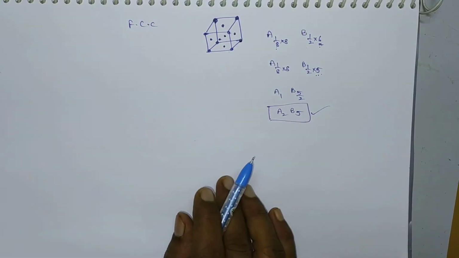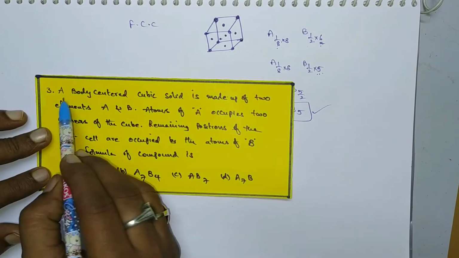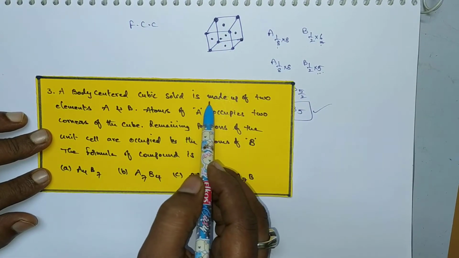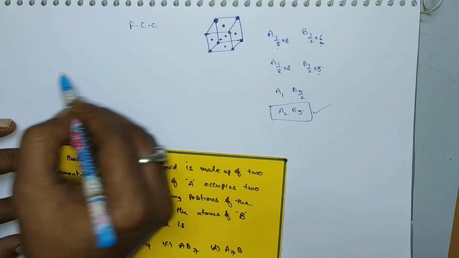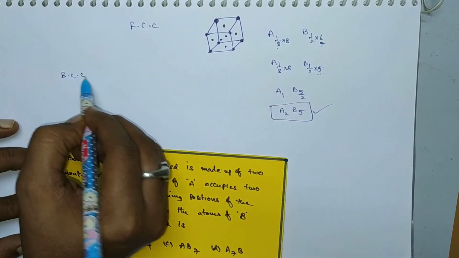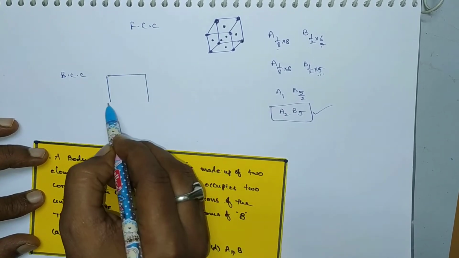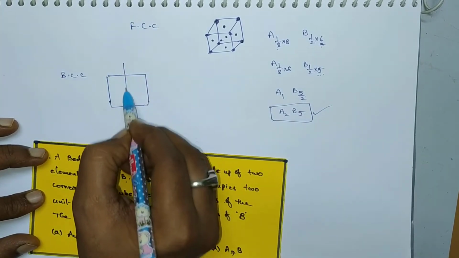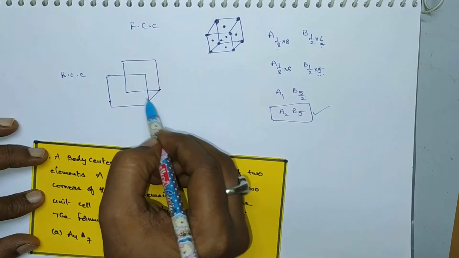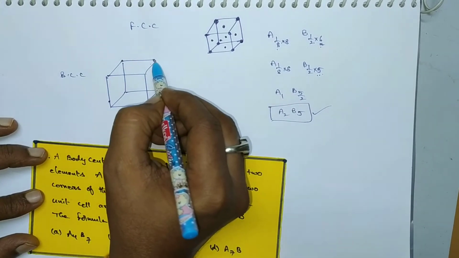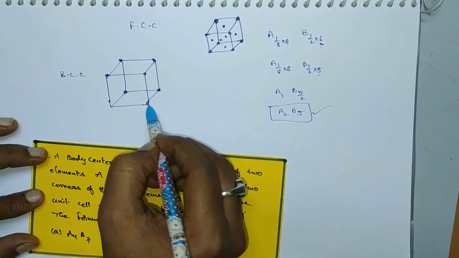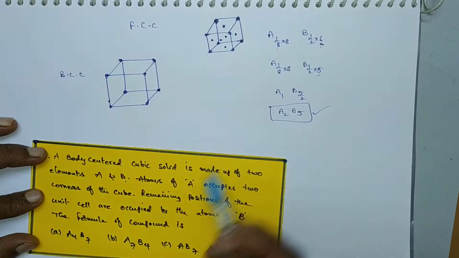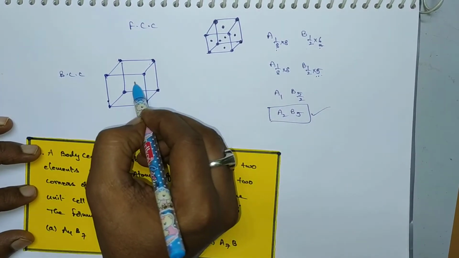And next one: a body centered cubic solid is made up of two elements A and B. Here is the body centered cubic structure, that is BCC. Body centered cubic structure means the lattice points are present at the corners and also at the center of the body. So here 8 corners will be there, and lattice points are present at the 8 corners and also at the body center.